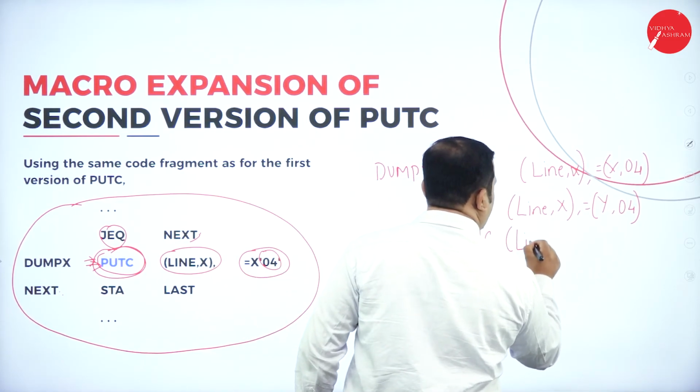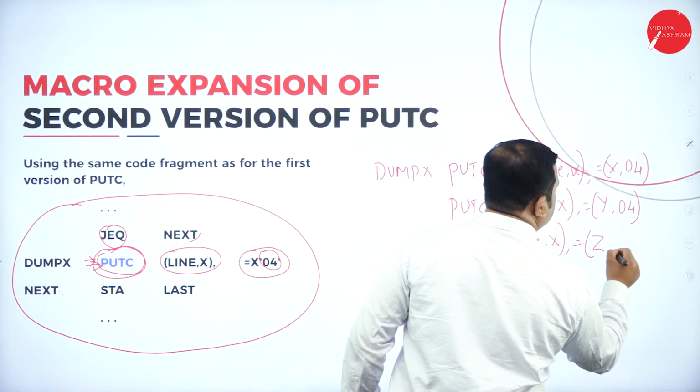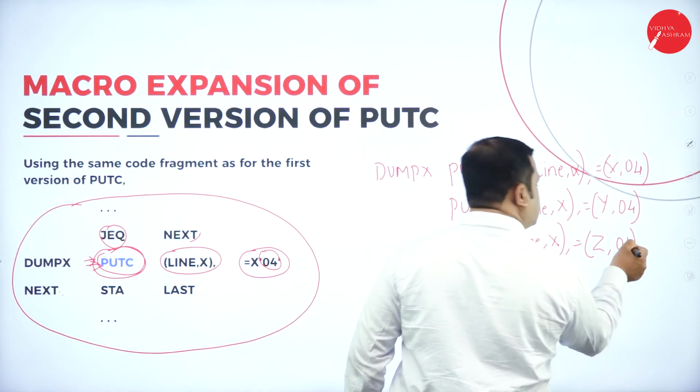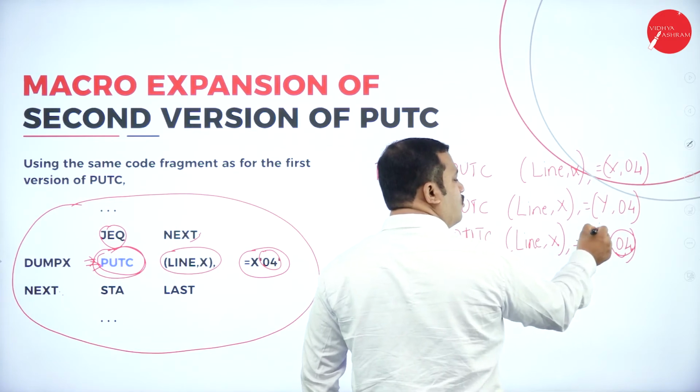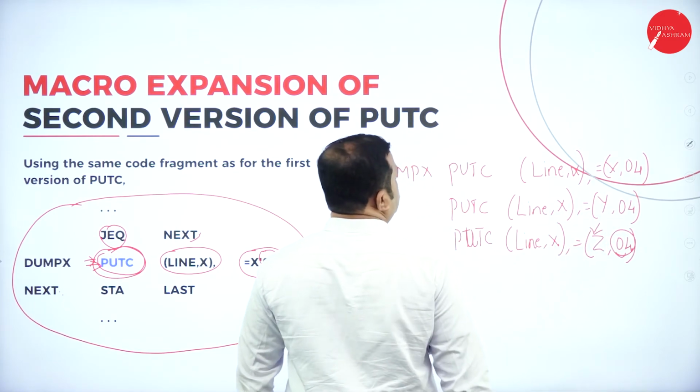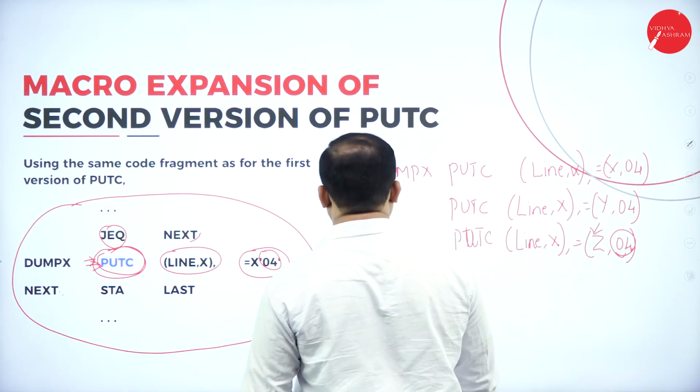PUTC line, comma X, comma equal to Z, comma 04. From the same device identified by the value 04, I am going to read one more character, that is Z. So we have these three characters, X, Y and Z, as the characters identified.